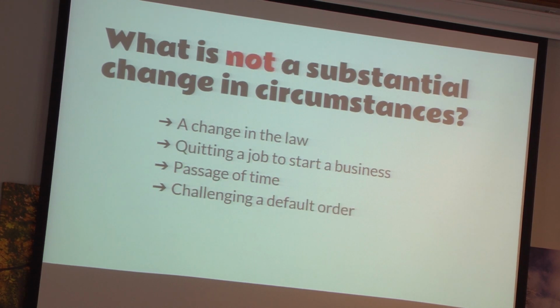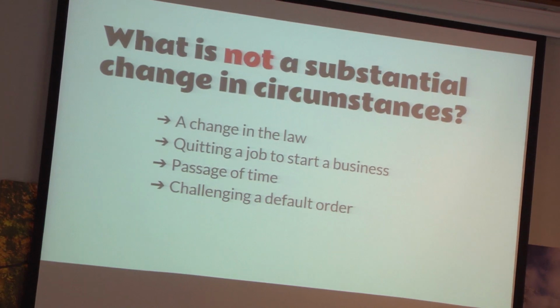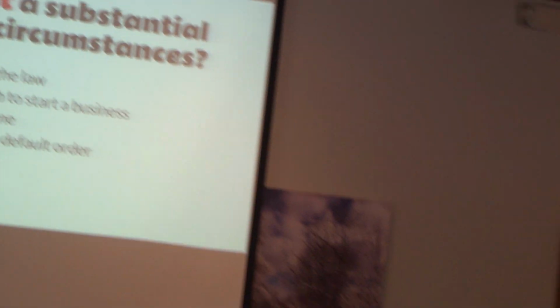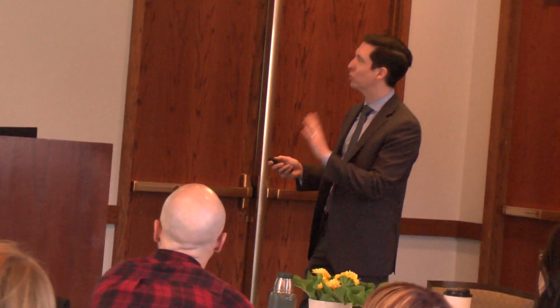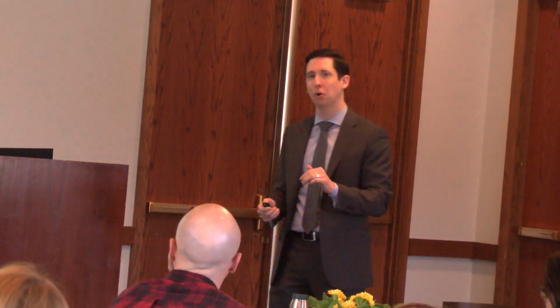What you don't have a right to do is come in because the law has changed. That's actually right in the statute. Because you quit your job to start a business, you cannot voluntarily reduce your income and expect the court to modify your child support, right? You are going to be imputed what you used to make in the past when we set support now. Passage of time also doesn't matter. I have guys come in all the time and say, oh, it's been 10 years, it's time to readjust things. That's not good enough. Also, what I see the most, and which really gets me mad, is challenging a default order.